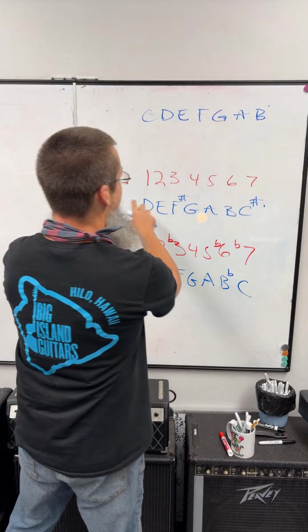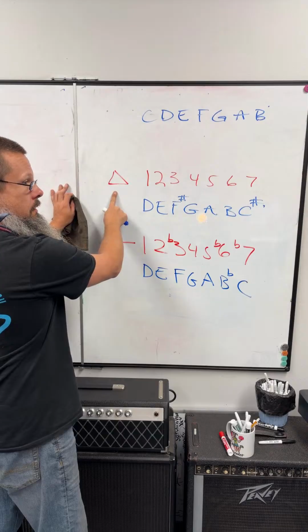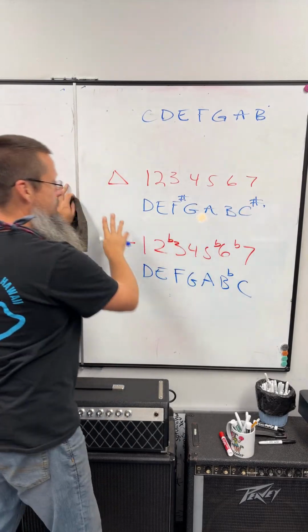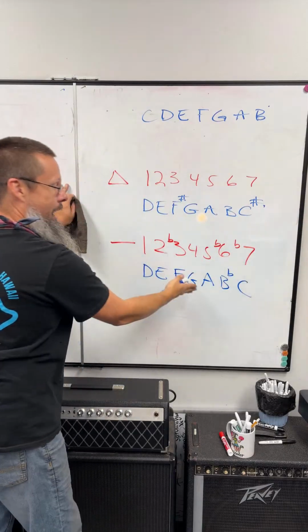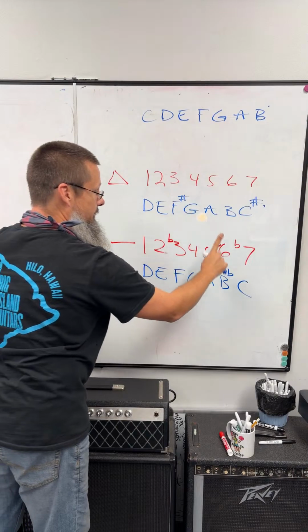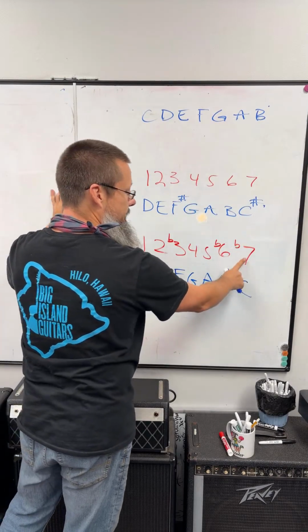Today what we are talking about is, what is a major? 1, 2, 3, 4, 5, 6, 7. How do you make any major into a minor? You flatten the third scale degree, you flatten the sixth scale degree, and you flatten the seventh scale degree.